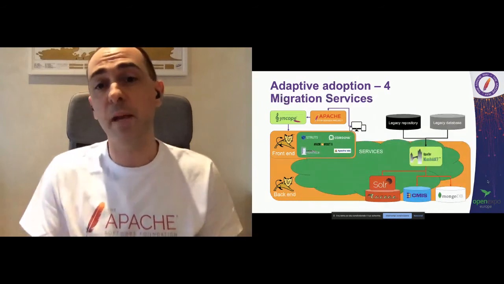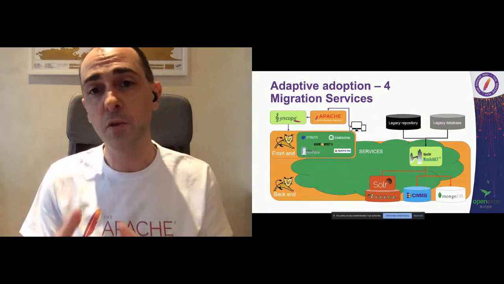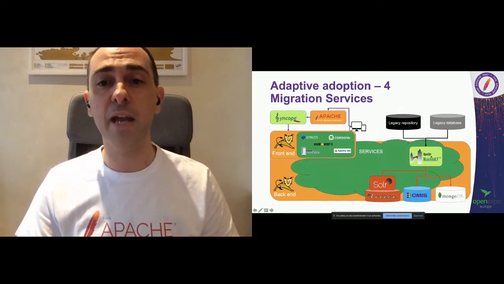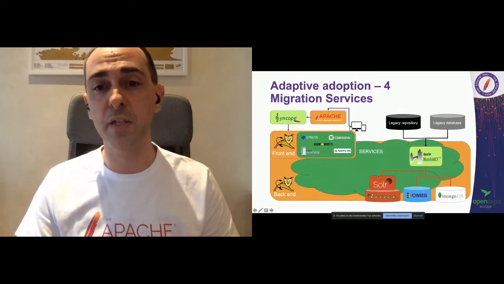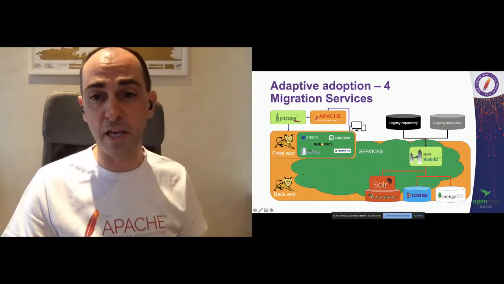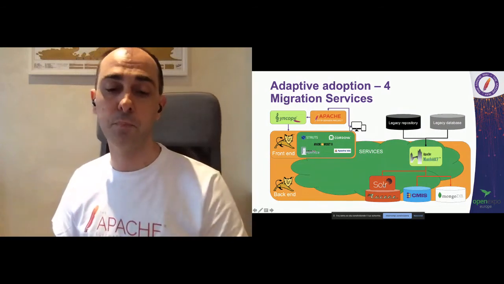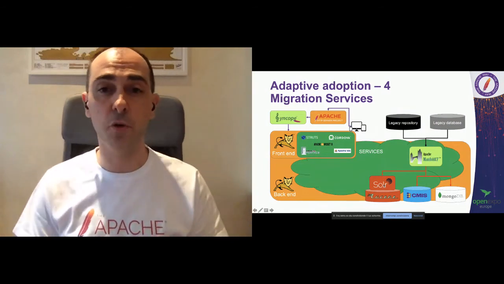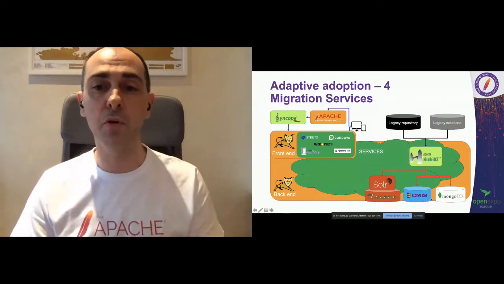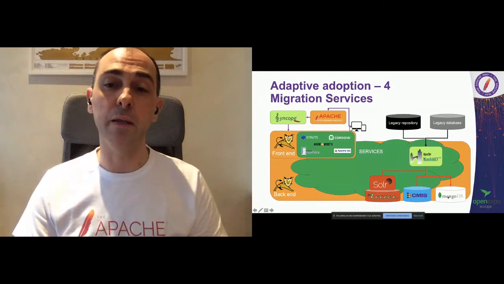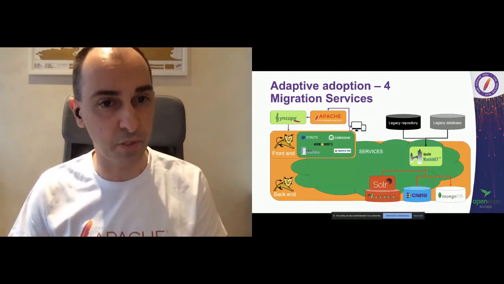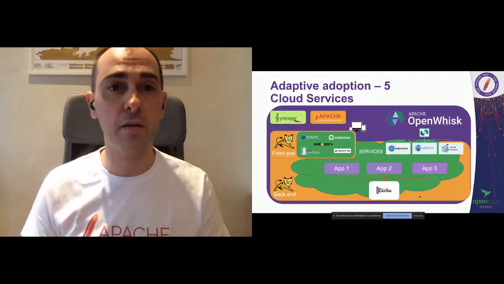Then you could have migration services. This means that you have some legacy repositories, legacy databases, and you want to migrate this content, or you want to build your search indexes, for example on Solr. You can use Apache ManifoldCF to execute these jobs for crawling legacy systems and populate, for example, a MongoDB database, and or a CMIS content repository. Another iteration can be cloud services.